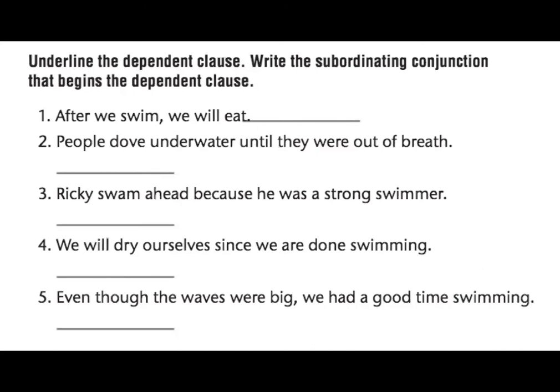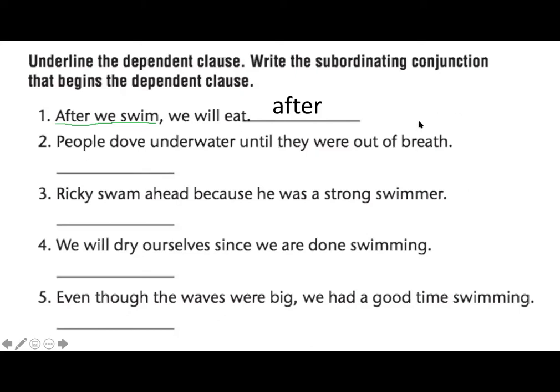What part of this sentence doesn't make any sense by itself? Perfect, good job. So after we swim, it doesn't make any sense by itself. It doesn't tell a complete thought. However, we will eat does tell a complete thought and does make sense. So here, our dependent clause is after we swim. The subordinating conjunction that begins the dependent clause is what, Trixie? Good, well done. The word after is my subordinating conjunction. It links together these two clauses. After we swim, we will eat.